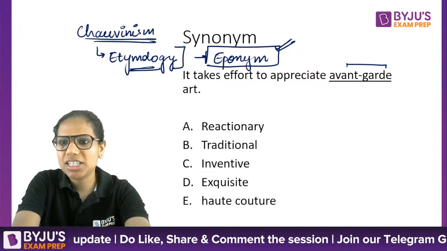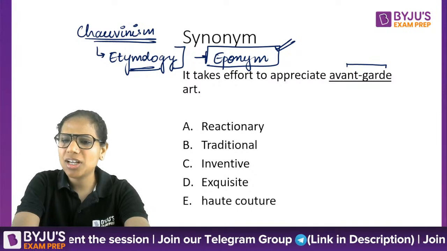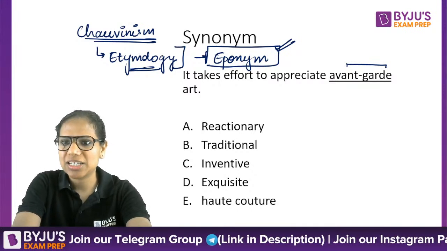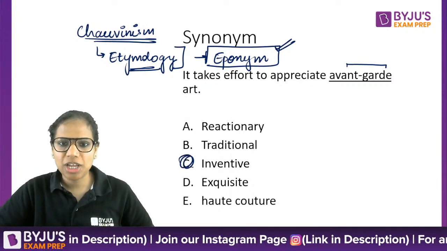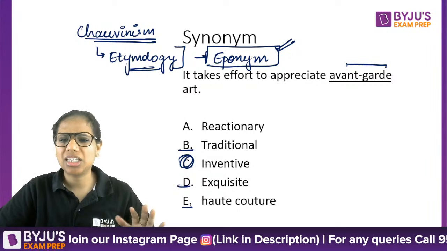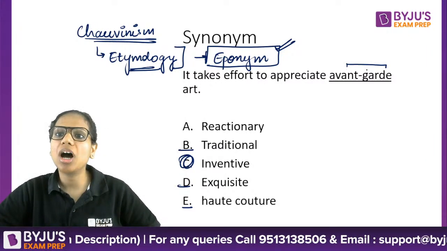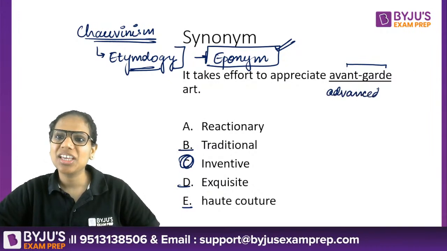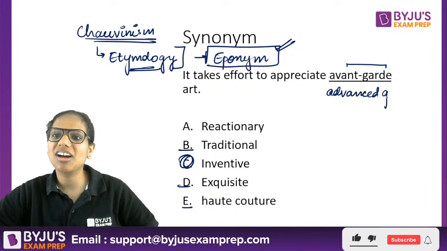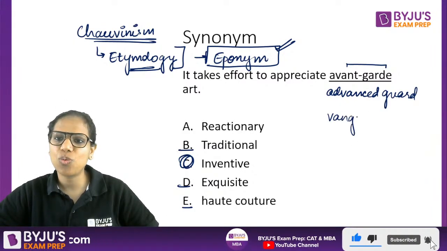Right, so quite a lot of C's here, right? And a couple of B's and D's also, right? Let's look at it. So C primarily, then B, D, and I think I found one E also somewhere. So it takes effort to appreciate avant-garde, avant, advanced, right? Guard, so advanced guard here. Have you heard of this word vanguard? Vanguard.